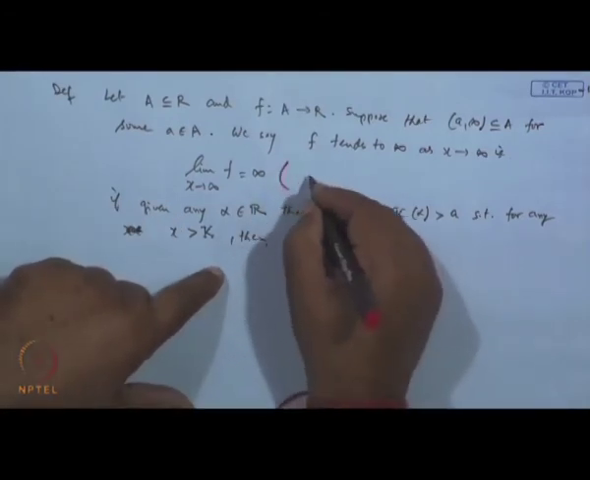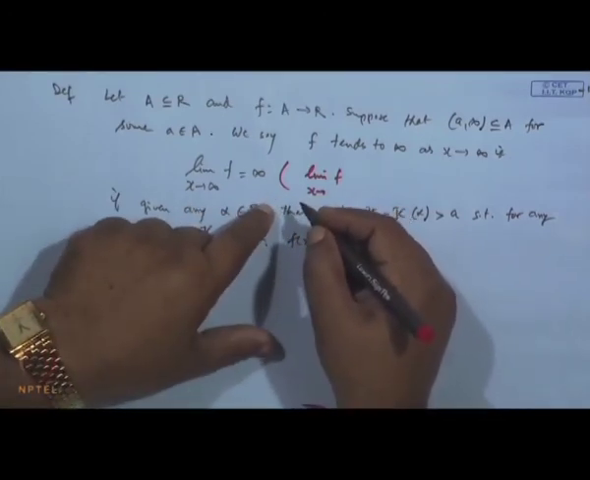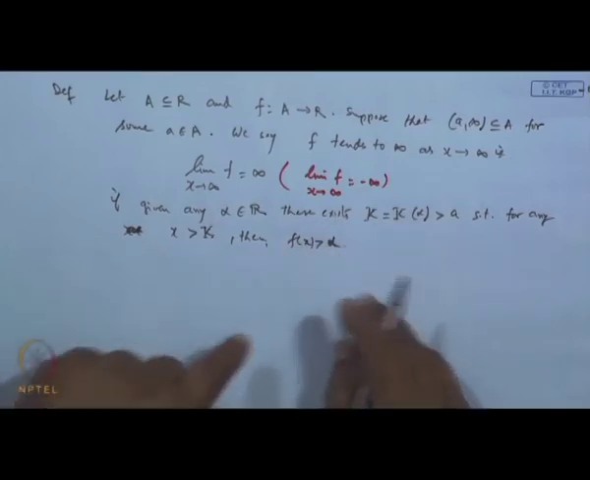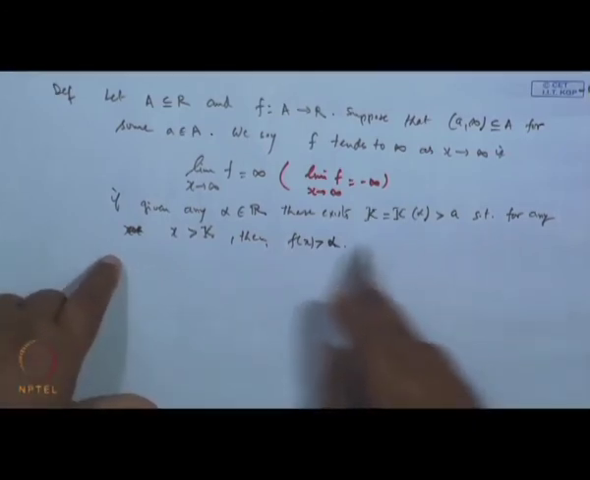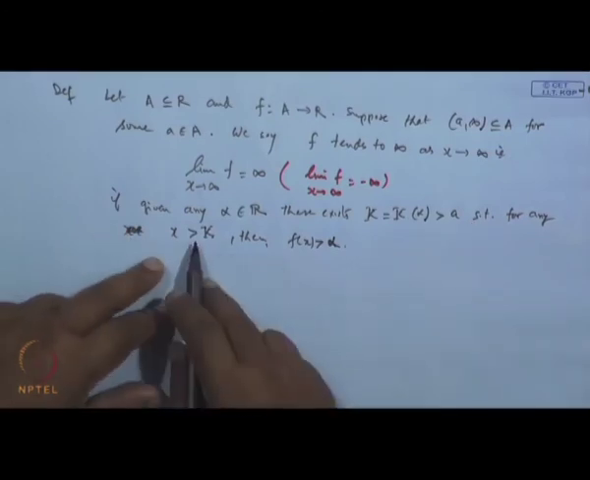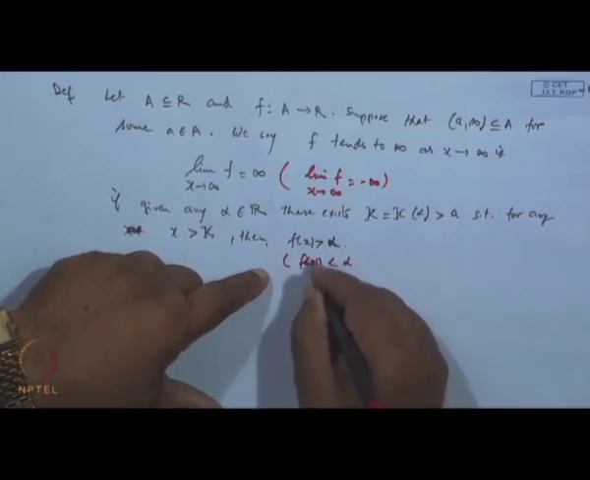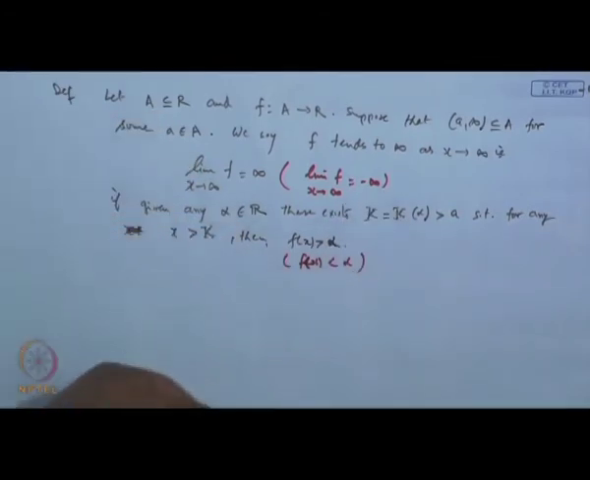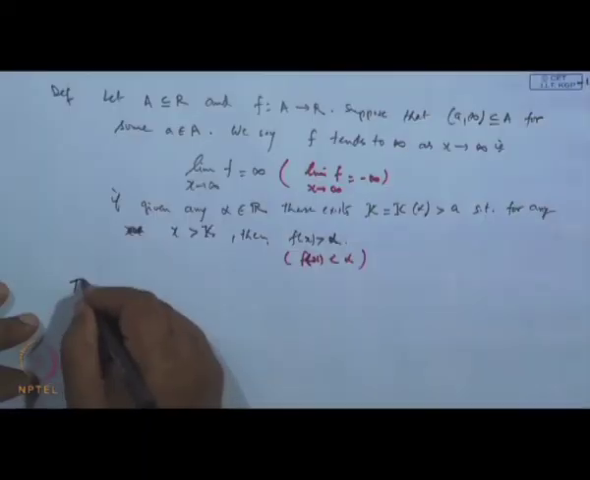Similarly, if we take limit of f as x tends to infinity is minus infinity, it means for any alpha there exists k greater than A, where k depends on alpha, such that for any x greater than k, f of x is strictly less than alpha. So, that will be the criteria when x tends to infinity and f is minus infinity. Again, in the sequential form, we can say like this. So, equivalent concepts in the sequential criteria, in the form of a theorem.